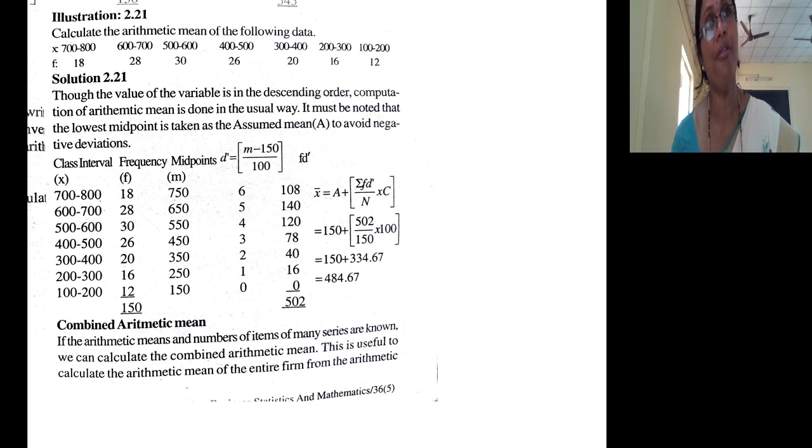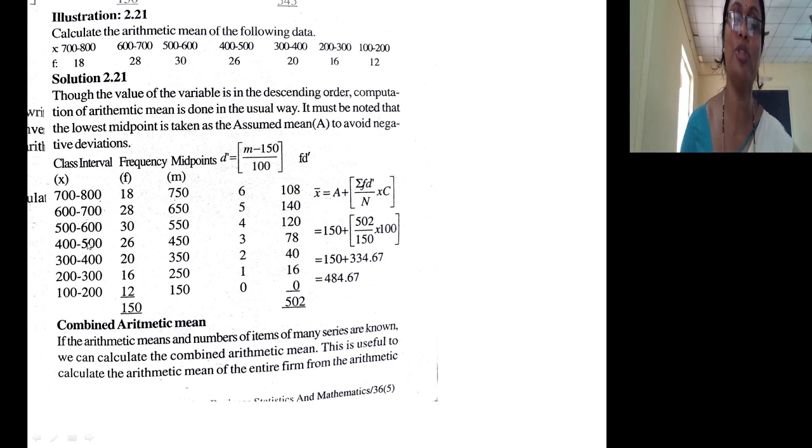Again, if a continuous series is given in less than series form, more than series form, or open-end class interval form, we discussed how to reframe the problem and then how to solve it. In case a clear-cut problem is given where values of the variable are in reverse order, like this problem, you need not reframe it, you just solve it. So this is all about calculation of arithmetic mean.